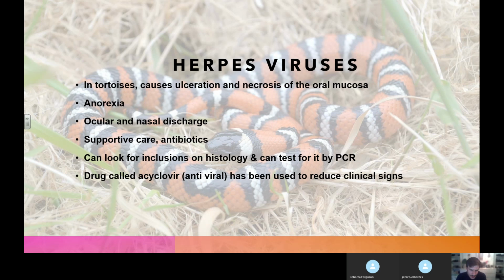In our tortoise species that we see, our Mediterranean tortoises, what we typically see will be a respiratory disease. So we'll see eye signs, ocular signs, nasal discharge. Very, very characteristic of herpes virus in tortoises is you get this ulceration and necrosis of the mouth. You get a really nasty mouth rot type situation. In terms of diagnosing it, we can do a PCR test, and we can also look for inclusions on histology.